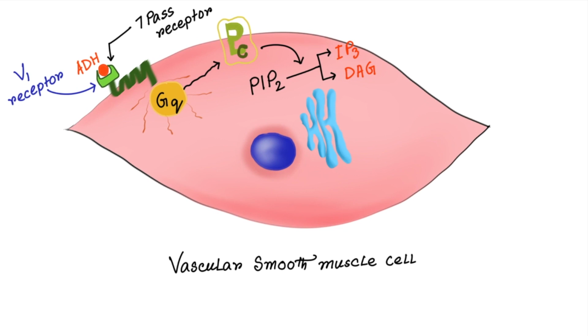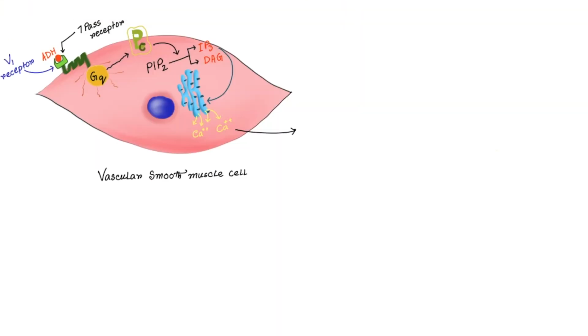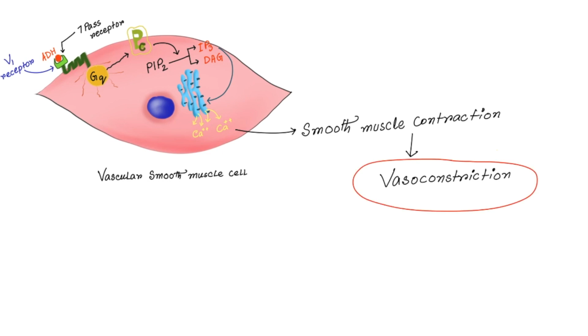You know there is endoplasmic reticulum in the cytoplasm. It has IP3 sensitive channels. When IP3 acts on them, they release calcium from the endoplasmic reticulum. This calcium is responsible for smooth muscle contraction. That is how ADH acts as a vasoconstrictor. The V2 receptor is stimulated even at low concentrations of ADH, but the V1 receptor is stimulated only when a high concentration of ADH is present. So it is worth remembering.